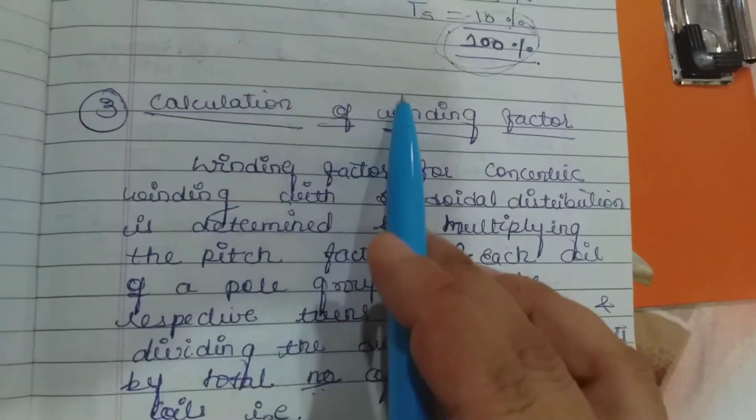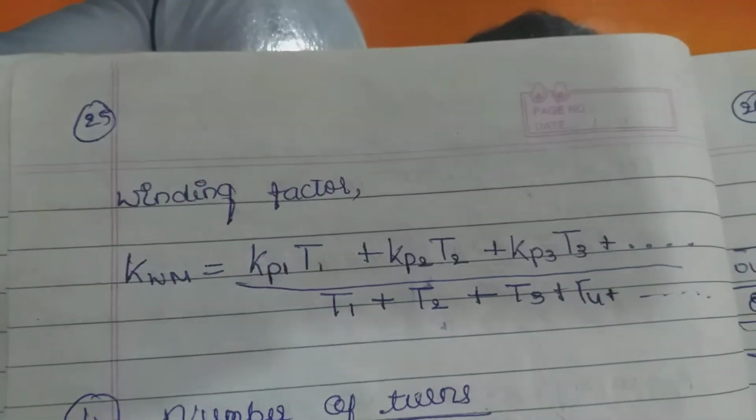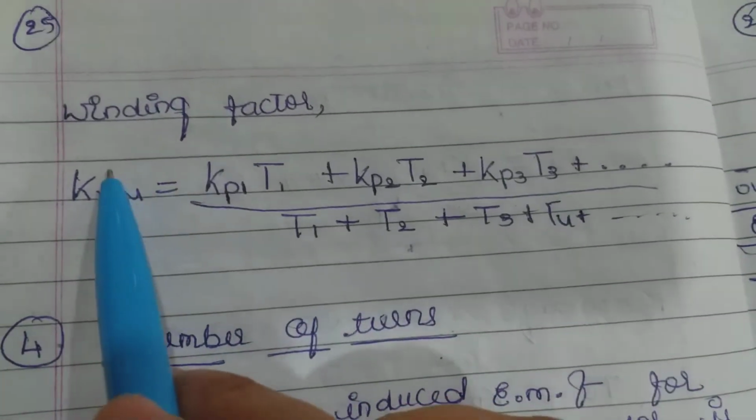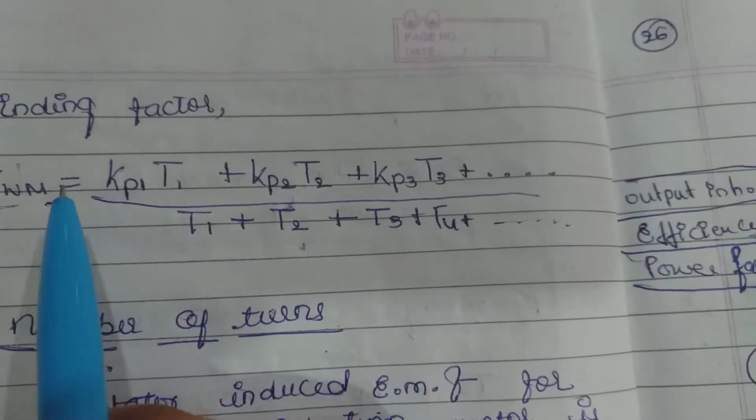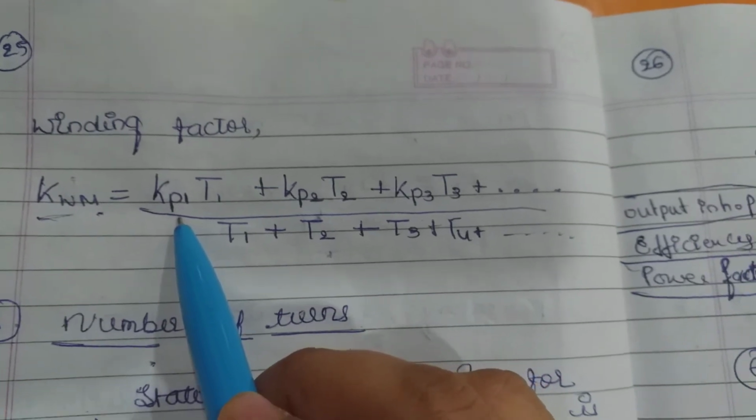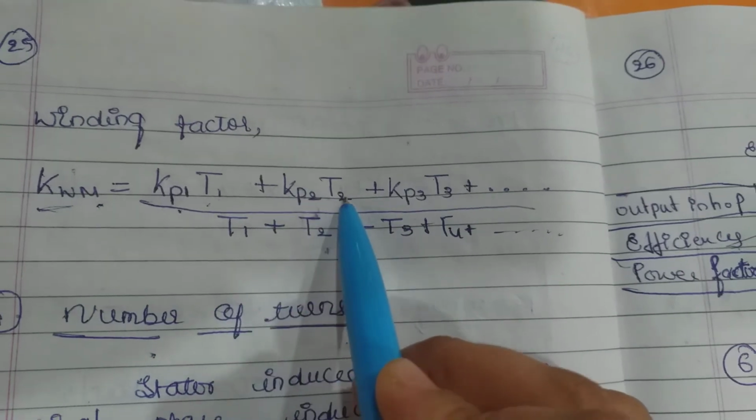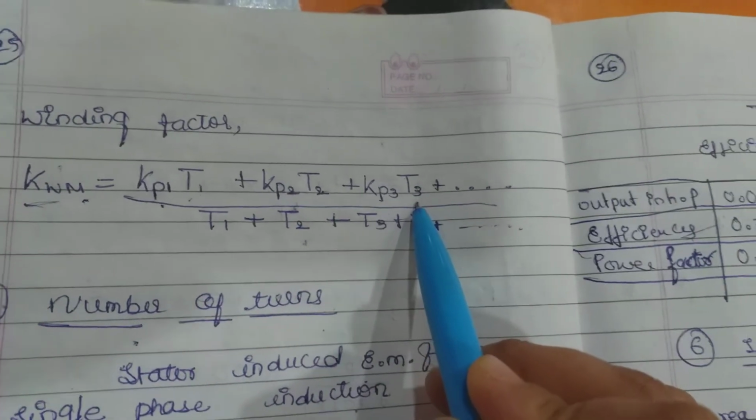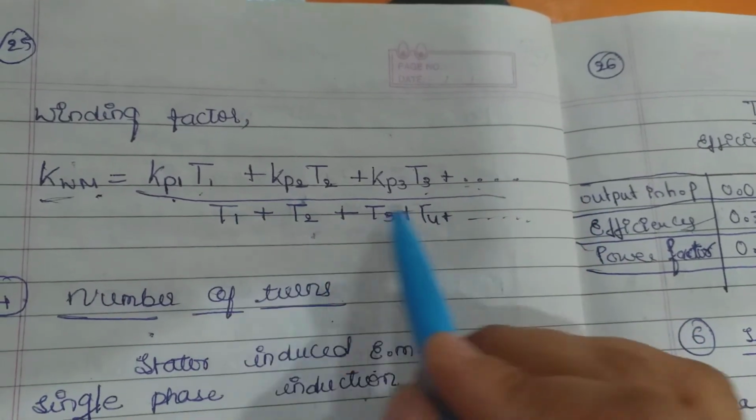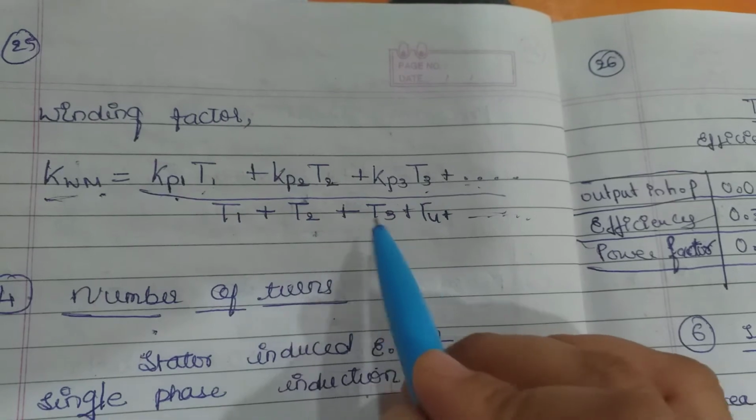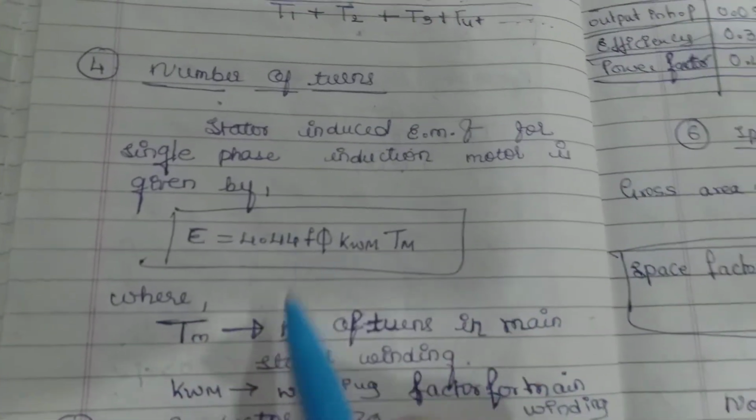Okay, next calculation of the winding factor. So the winding factor, that is Kwm. Kw is the winding factor, and M is for the main winding that we are calculating here. Kp1 we have just found out, and turns we have also found out. So Kp1 into T1 plus Kp2 into T2 plus Kp3 into T3, Kp4 into T4 plus Kp5 into T5, divided by total number of turns T1, T2, T3, T4 and T5. That is the winding factor here.